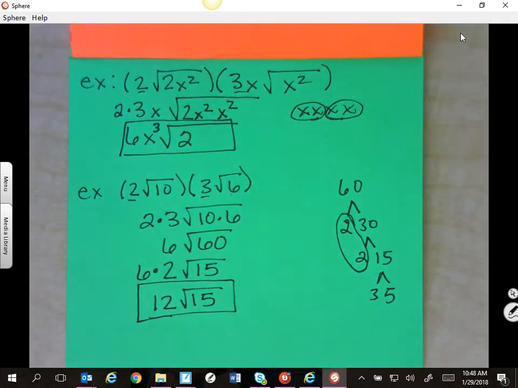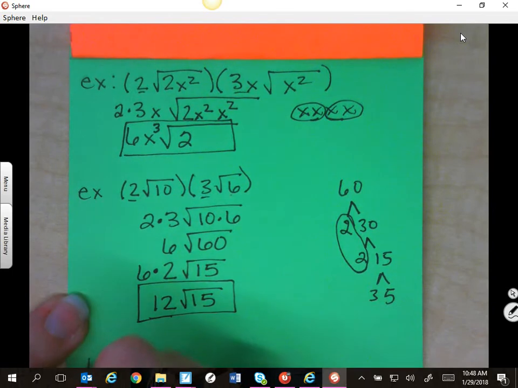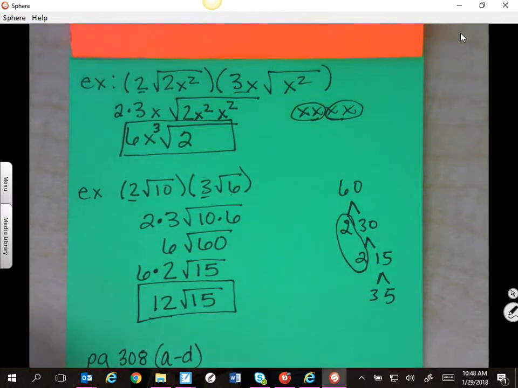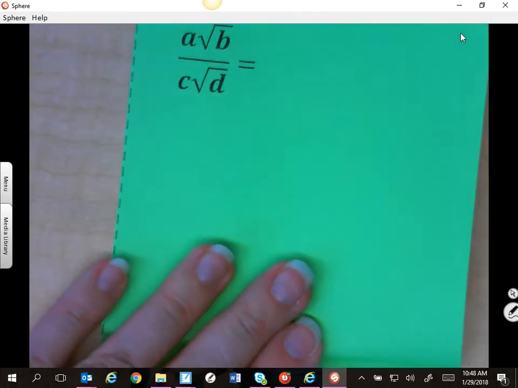I would like you to practice on page 308, the try these A, letters A through D at the bottom of the page, and we can check those tomorrow. We're also going to talk about division.